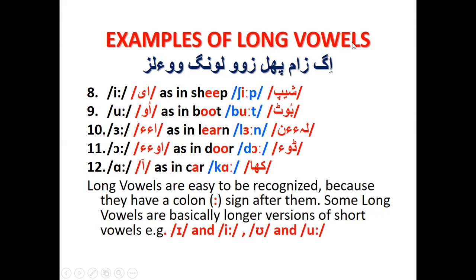Now here are examples of long vowels. Number 8 is e as in sheep. Sheep, with sh and double e. It means e as in sheep is an example of a long vowel. Then the long o is an example of o as in boot: b, double o, t. Boot. Is it right here? Yes.